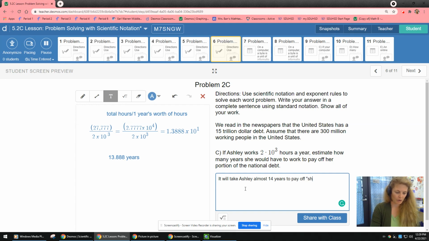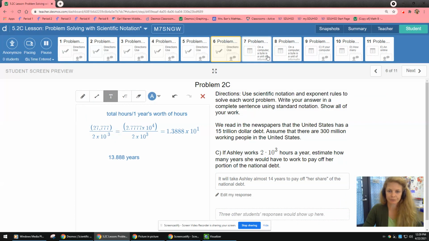share of the national debt. Of course, we all know it's just going to keep on getting bigger, so she's just going to have to keep on working and keep on paying. Nice. Good work here, you guys.